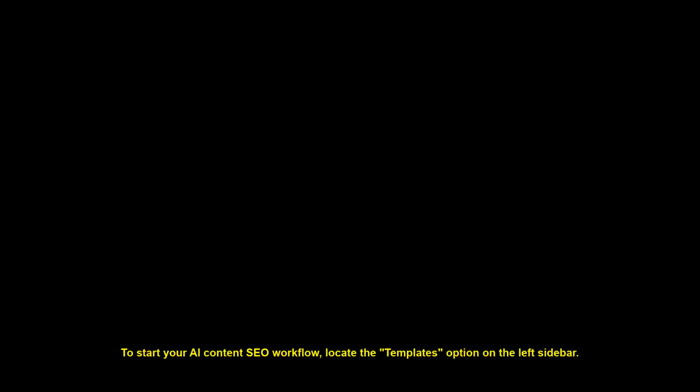To start your AI content SEO workflow, locate the Templates option on the left sidebar. Click on Templates to see various content generation templates available to you. Choose the appropriate template for your SEO needs, such as blog post or SEO content.